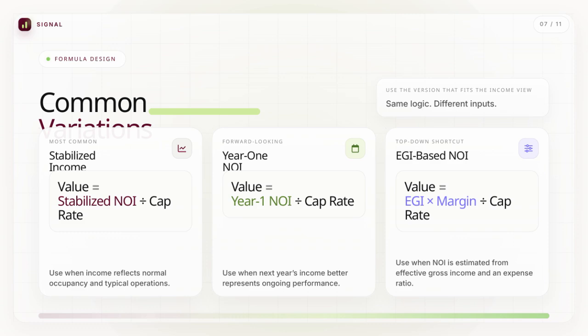Lastly, there's a top-down shortcut, which is based on effective gross income, or EGI. Here, we multiply EGI by the margin, then divide by the cap rate. This method is handy when NOI needs to be estimated from EGI and an expense ratio, rather than being directly calculated. Even though these formulas look different, they all follow the same basic logic, just using different inputs to suit the income view you're working with.